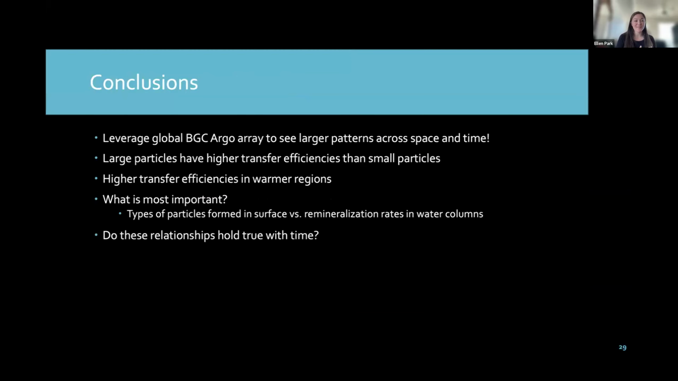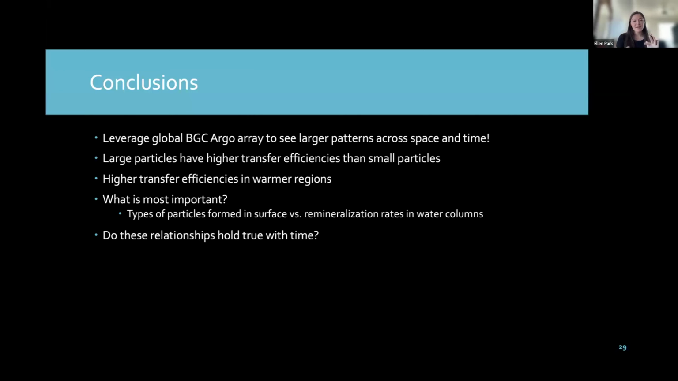So just to wrap things up, some conclusions and takeaways: I think this work is particularly cool because it's leveraging the whole float array to see larger patterns across both space and time. In general, we're seeing that larger particles have higher transfer efficiency than smaller particles, and we're also seeing higher transfer efficiencies in warmer regions. This begs the question of what matters most when we're thinking about the biological carbon pump, or where the balance is most important: the types of particles formed in the surface, which are really influenced by the biogeochemistry, versus the remineralization rates, which are more temperature driven in the water column.